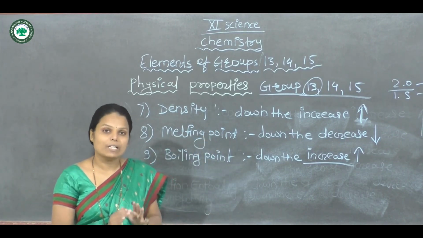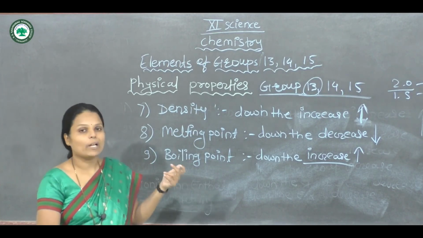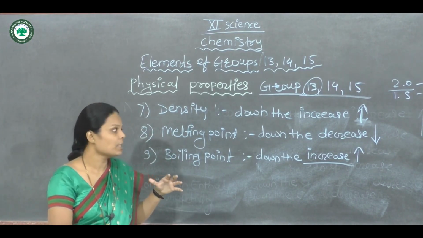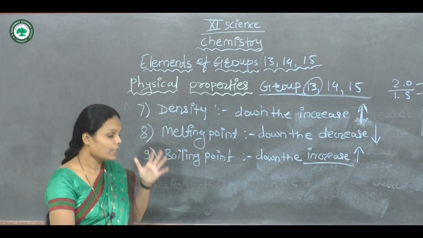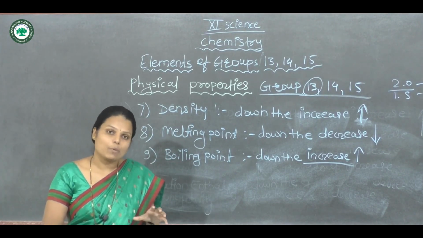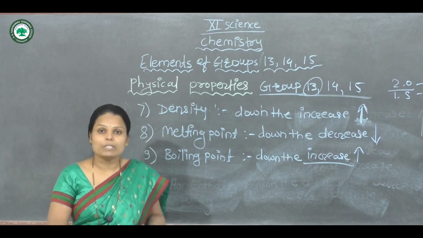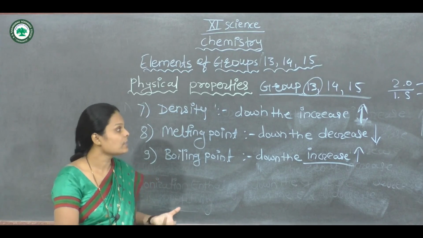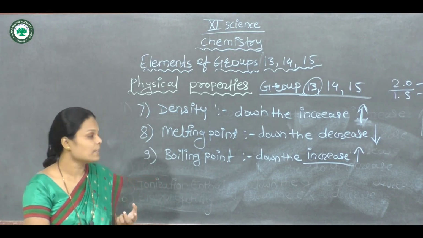These are the physical properties. Now I can repeat here. The first physical property is atomic number, which increases down the group. Atomic mass also increases down the group. Atomic radii increase down the group. Ionic radii are also the same, increasing down the group.